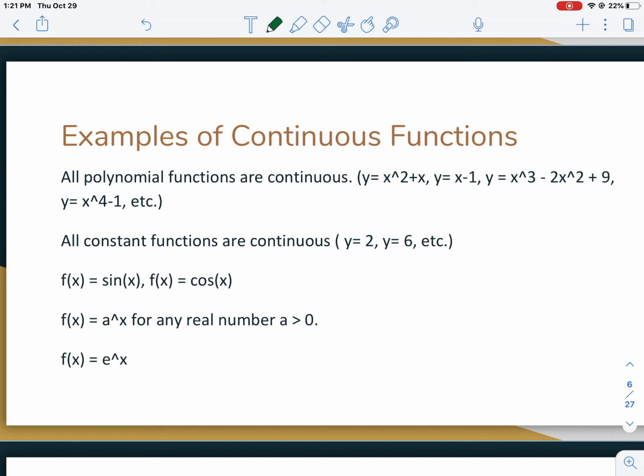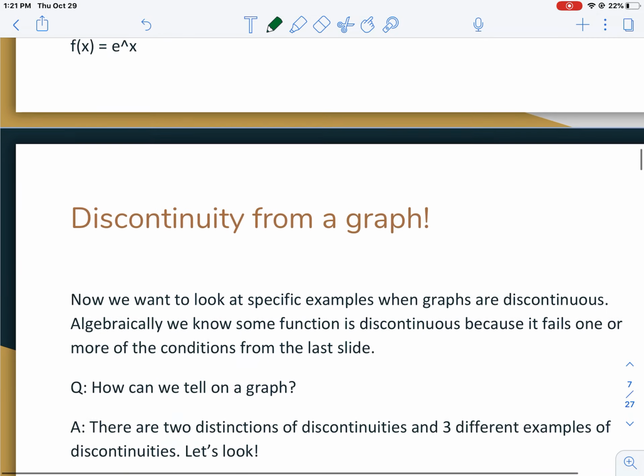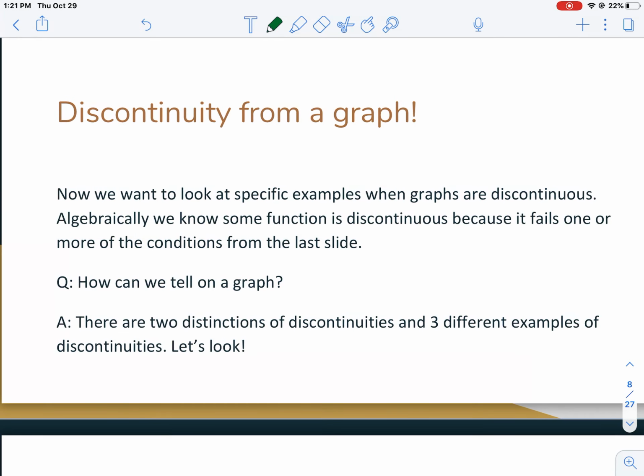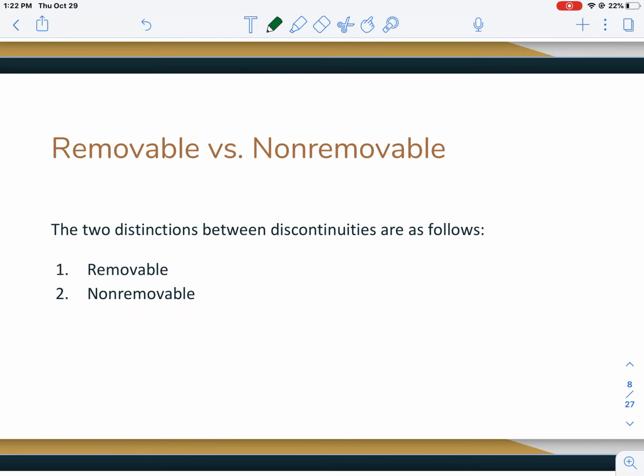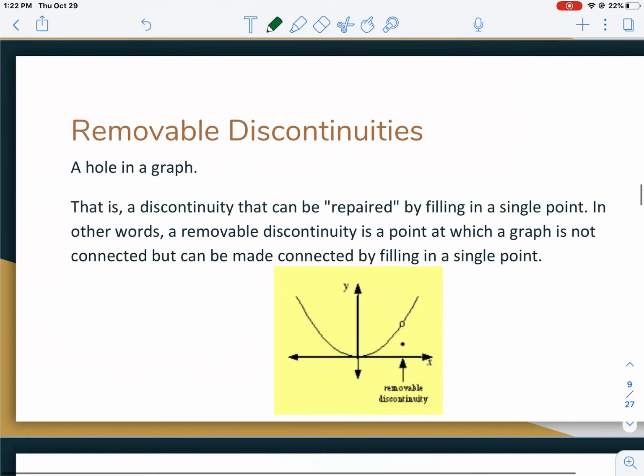All right, so I just wanted to give you some examples of continuous functions, okay? Polynomials, constant functions, the sine, the cosine, e to the x or a to the x, as long as a is positive, okay? So those are just some examples of continuous functions because if you graphed them, there wouldn't be any holes. Actually, we'll see why. So there are different types of discontinuity, okay? And we're going to look at these on a graph. So two distinctions, removable and non-removable.